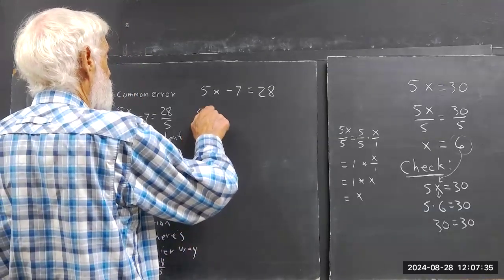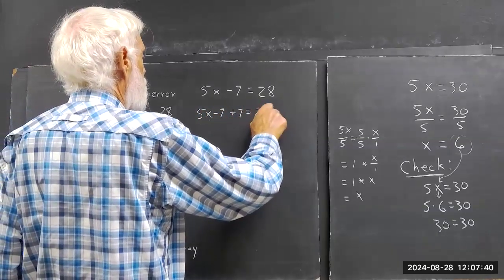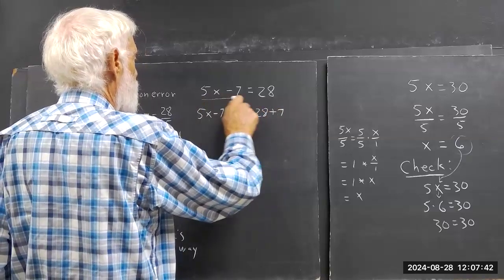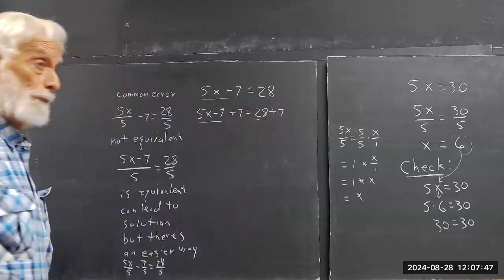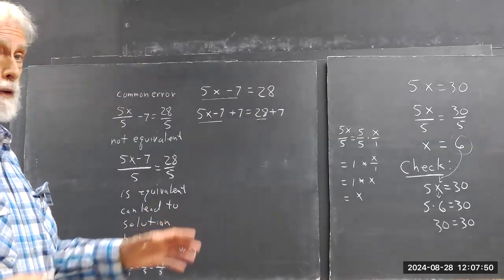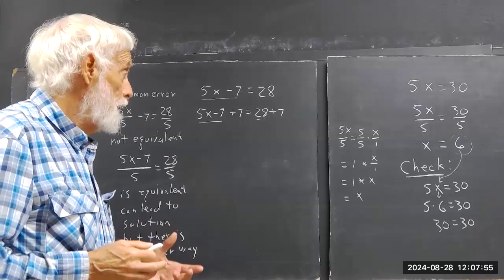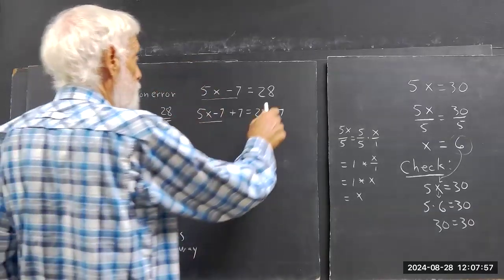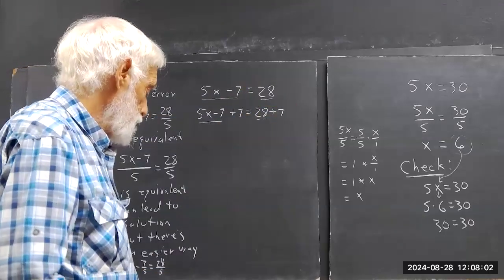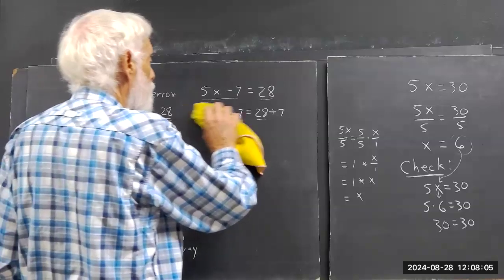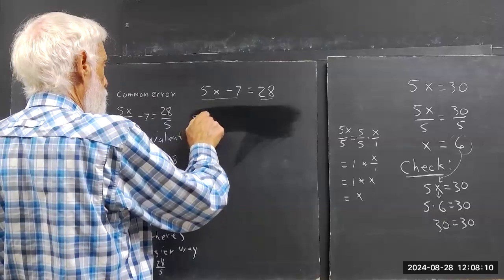Okay, so let's do that. I'm getting 5x minus 7 plus 7 equals 28 plus 7. Now notice, I've written the left-hand side here, I've written the right-hand side here. I haven't done any magical thinking. I haven't overthought it. I've just done a simple mechanical thing where I write the 5x minus 7 and the 28 plus 7. Let me do it again, the way I expect, hope that you will do it.